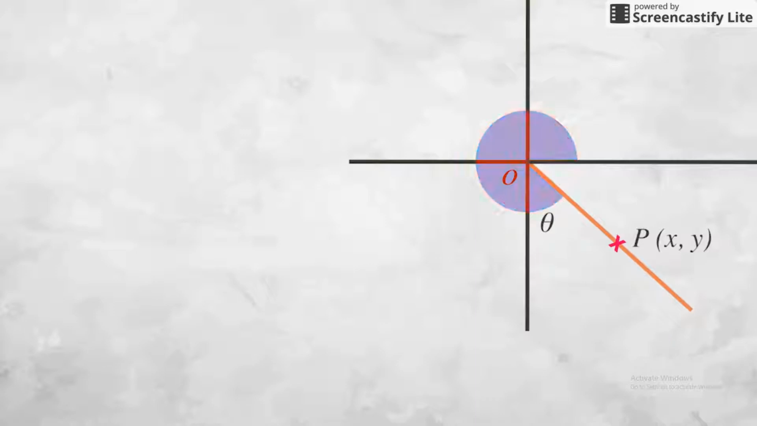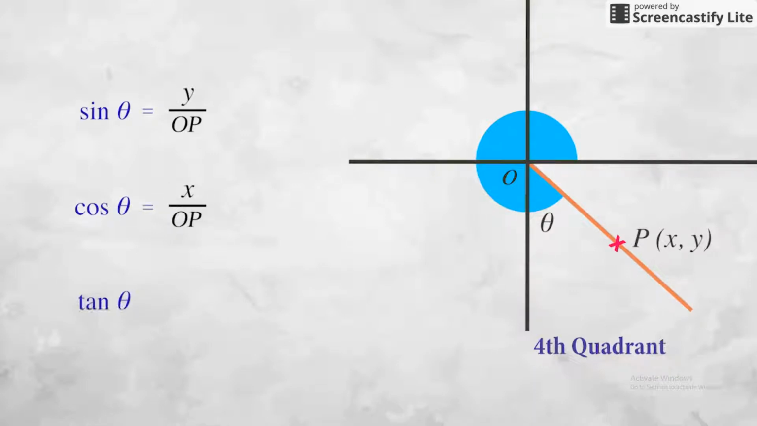Finally, if angle theta is between 270 and 360 degrees, point P will lie in the fourth quadrant, as we can see here. Let's consider the sine, cosine, and tangent ratios in the fourth quadrant. Would they be positive or negative? You may want to pause the video here to try finding out on your own.